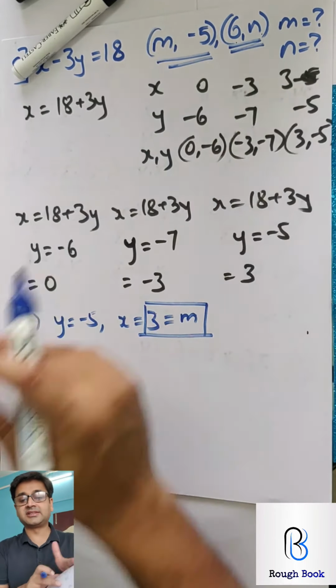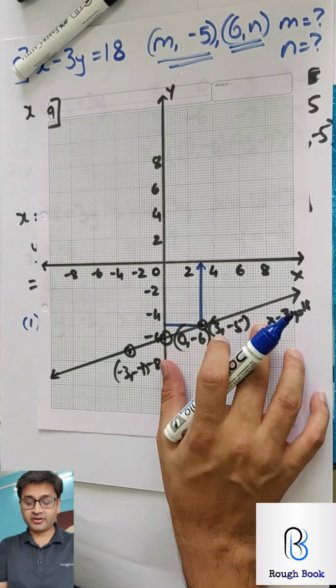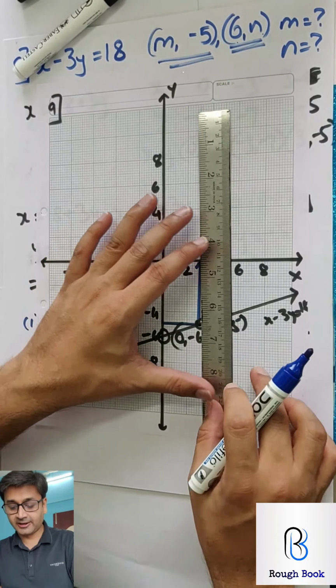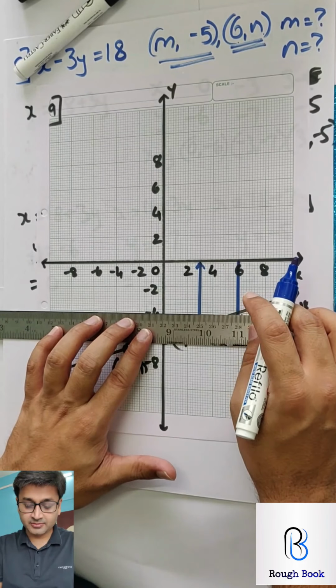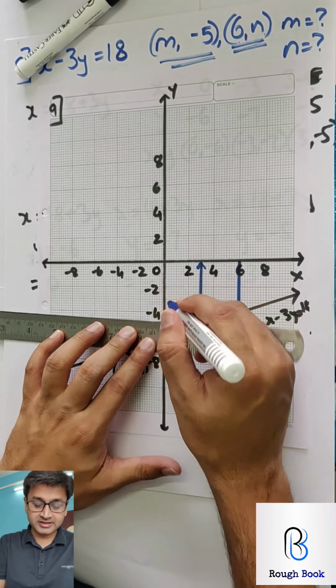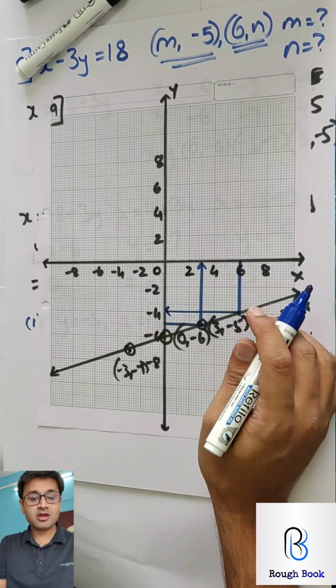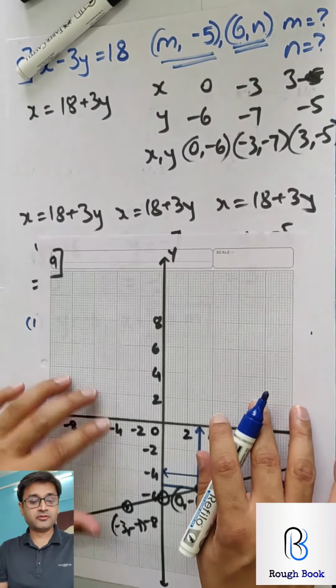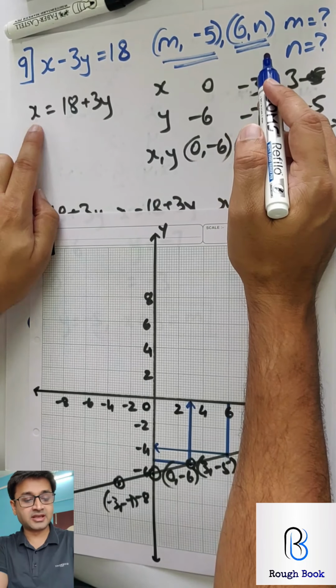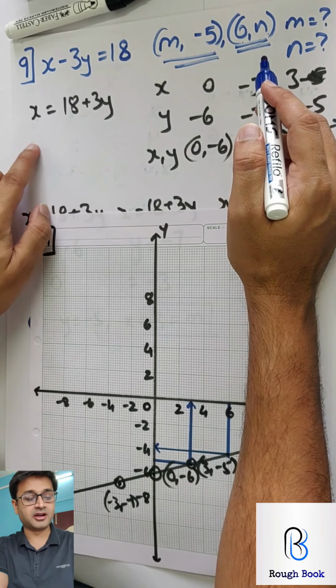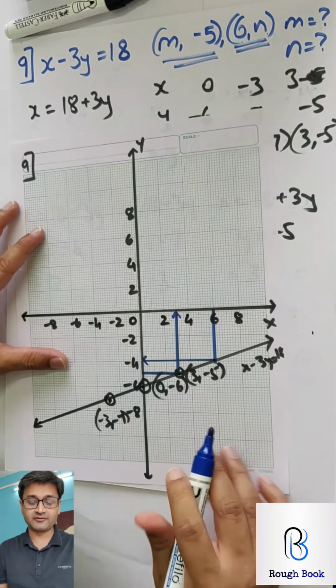Now they say x is 6, find y. So if x is 6, what will be y? So x is right over here. What will be y? I guess minus 4. But I would be safe. How to be safe? By substituting over here to check your answer. So if I take x as 6, 6 minus 18 is minus 12, divided by 3 is minus 4, which is what we have got.